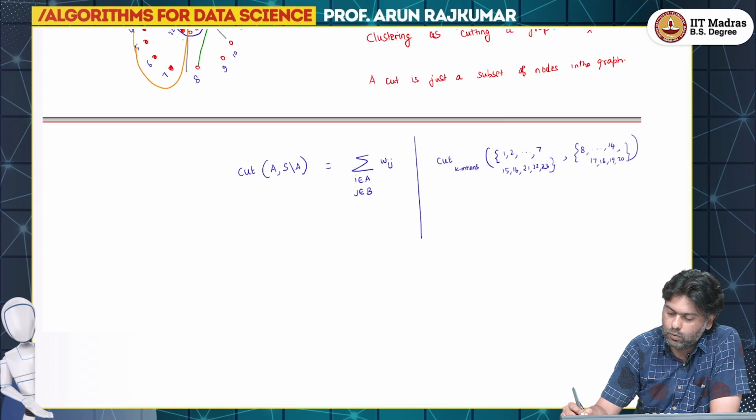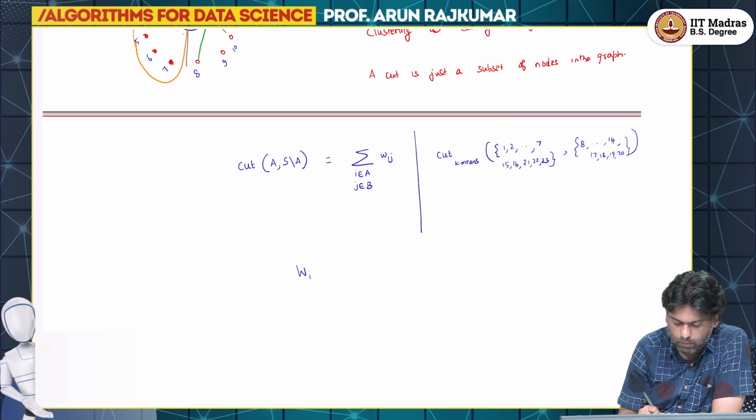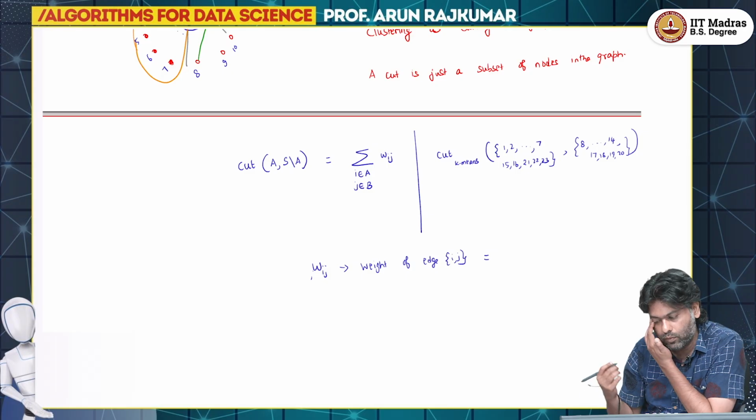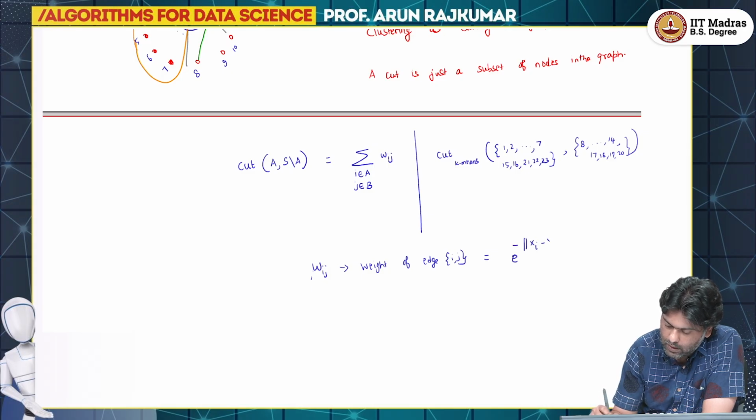So one way to define weights, there are multiple ways to do this. Here is one way. Wij, that is the weight of edge i comma j. Now I am going to define this as, again there are multiple ways, e to the minus ||xi minus xj|| squared by 2 sigma squared.